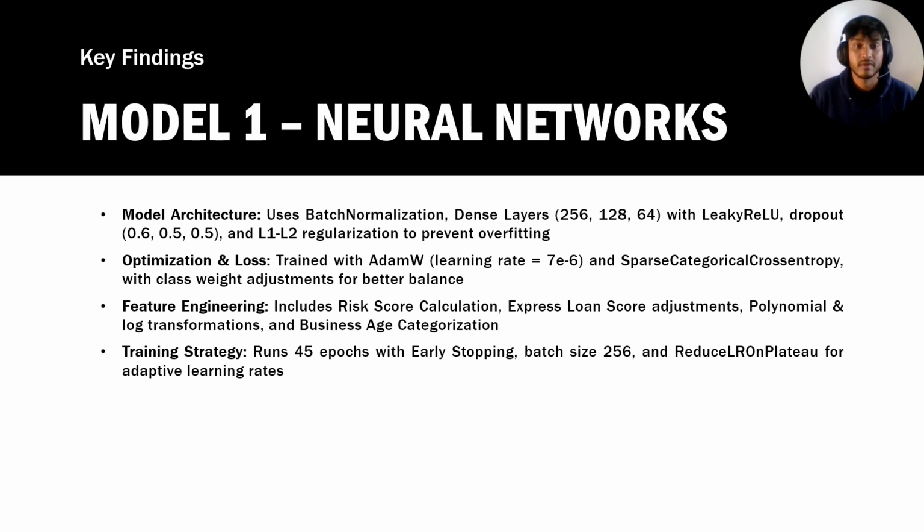Then we come to the key findings. We performed the classification task using the neural nets or MLP model. This was the model architecture, which used batch normalization, dense layers, and leaky ReLU along with dropout. And the features used for engineering included risk score calculation, express influence score adjustments, and polynomial and log transformations.